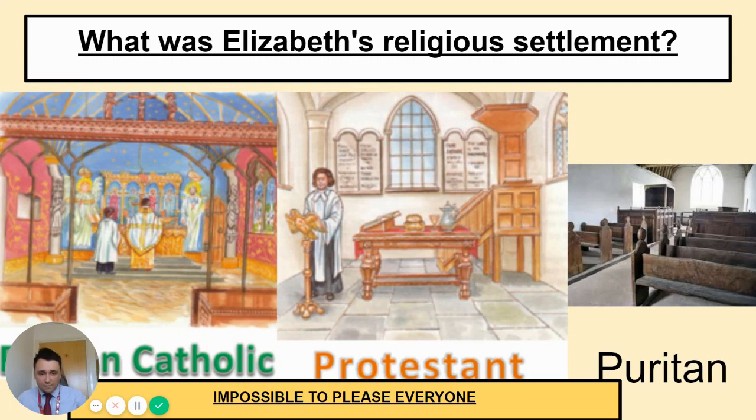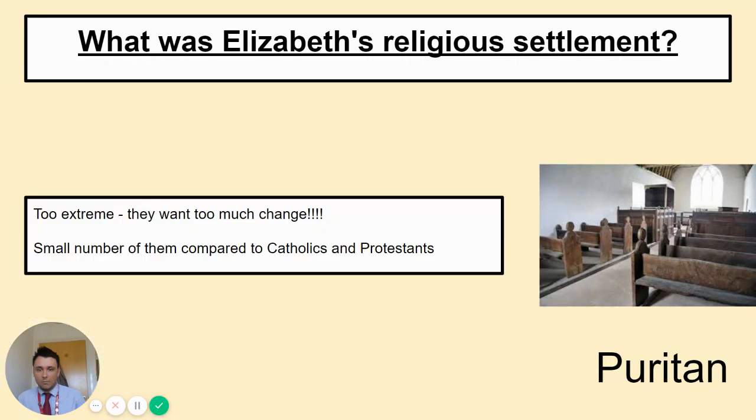So which of these three religious groups do you think Elizabeth would not bother trying to please? Have a quick think. Well done if you said the Puritans. But why is this the case? Well, they were too extreme. They wanted too much to change. There is no way that Elizabeth could ever get the Catholics and the Puritans to accept the church. But also there was a smaller number of them compared to the Catholics and Protestants.